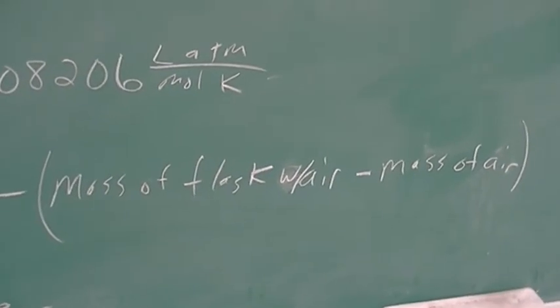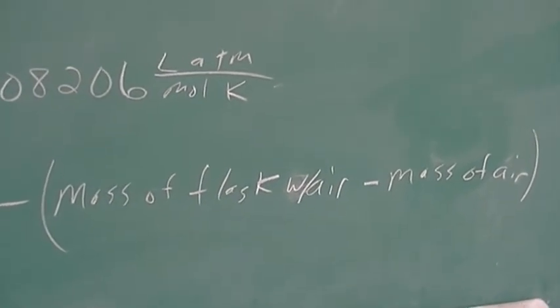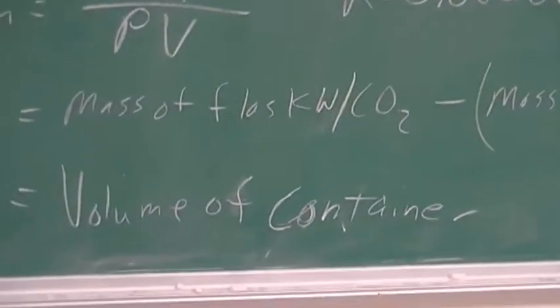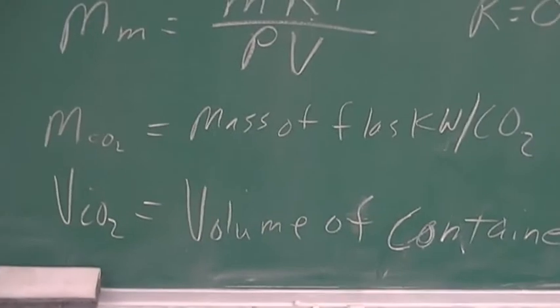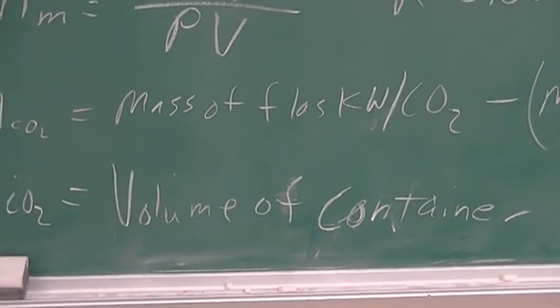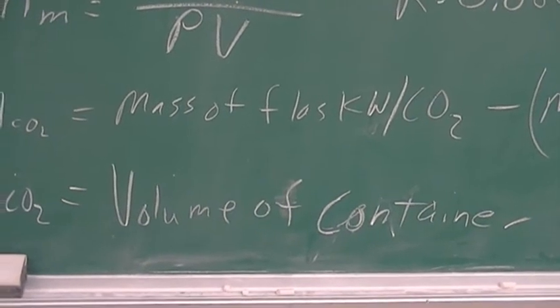And so anytime you are weighing a flask, that flask contains air. It is not evacuated. We need an evacuated flask for this calculation. The volume of your CO2 is going to be the volume of your container.